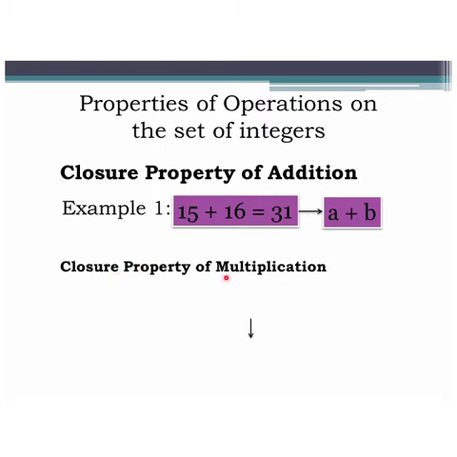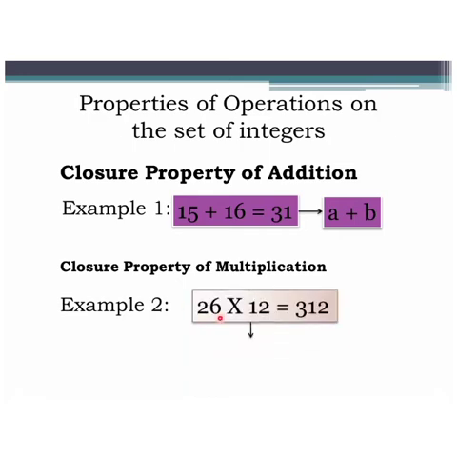Then, for closure property of multiplication, example, 26 times 12, that is equal to 312. Alright? So, ito po yung pattern na sinusunod natin. Yung A natin is 26, yung B is 12. Napakasimple po. Kailangan lang po nating i-memorize ang pattern na ito. This is all about closure property of addition and closure property of multiplication. So, itong dalawang ito is tinatawag nating closure property.